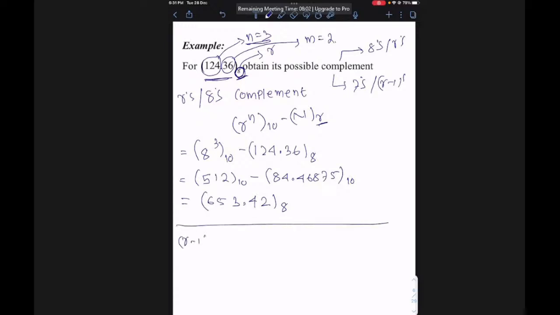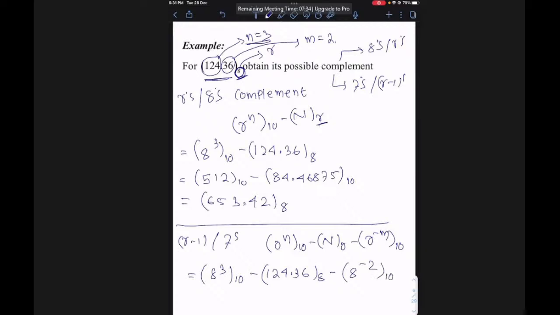And coming to this r minus 1's complement, which is 7s complement, that is given by the formula: r power n in base 10 minus N in base r minus r to the power minus m in base 10. So in this case, it is 8 power 3 in base 10 minus 124.36 in base 8 minus 8 to the power minus 2 in base 10, because the m value is 2 in this case.